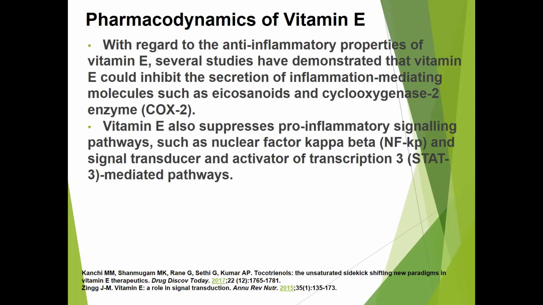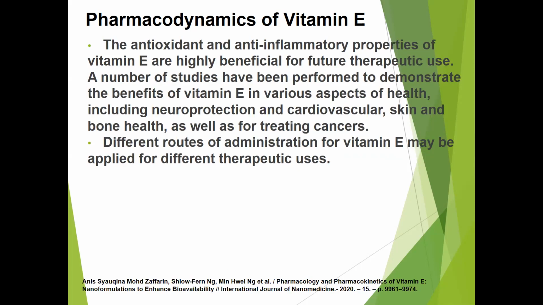With regard to the anti-inflammatory properties of vitamin E, several studies have demonstrated that vitamin E could inhibit the secretion of inflammatory mediator molecules such as eicosanoids and the cyclooxygenase-2 enzyme, COX-2. Vitamin E also suppresses pro-inflammatory signaling pathways such as nuclear factor kappa B, NF-kB, and signal transducer and activator of transcription 3, STAT3 mediated pathways. The antioxidant and anti-inflammatory properties of vitamin E are highly beneficial for future therapeutic use. A number of studies have been performed to demonstrate the benefits of vitamin E in various aspects of health, including neuroprotection, cardiovascular, skin, and bone health, as well as for treating cancer.